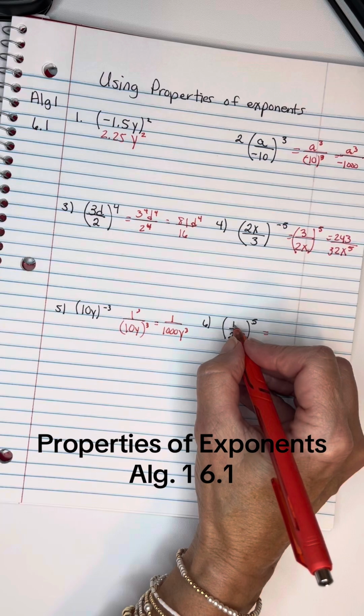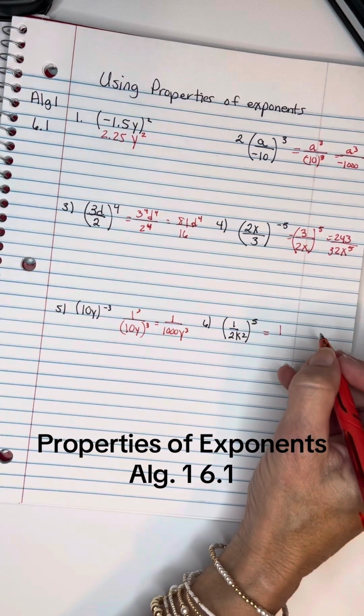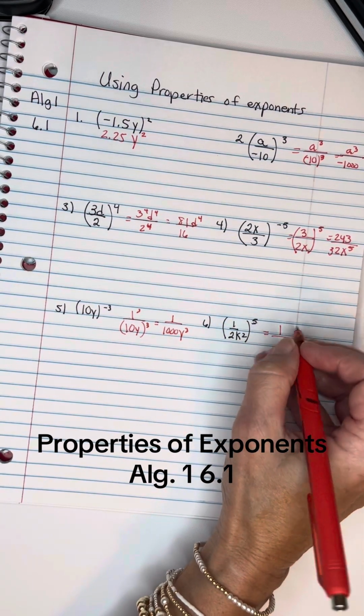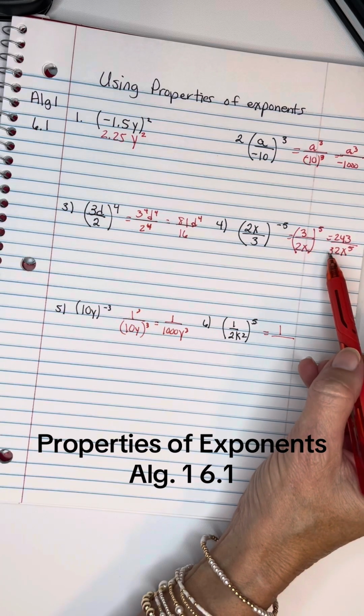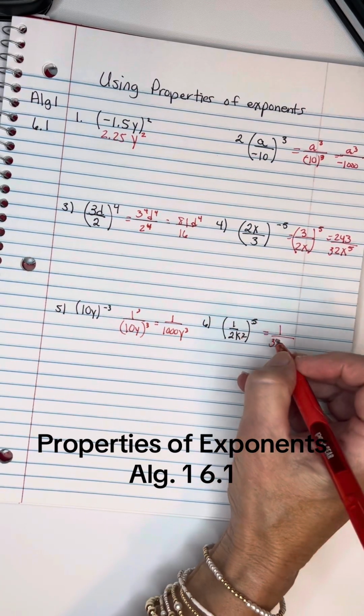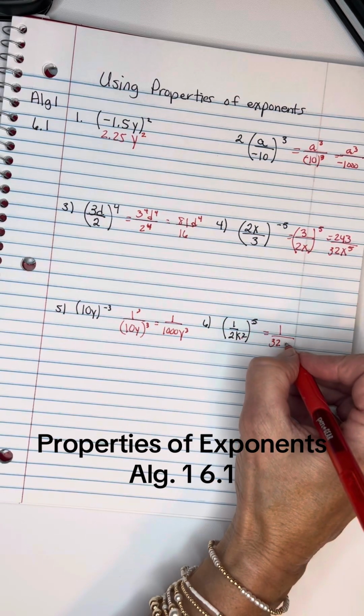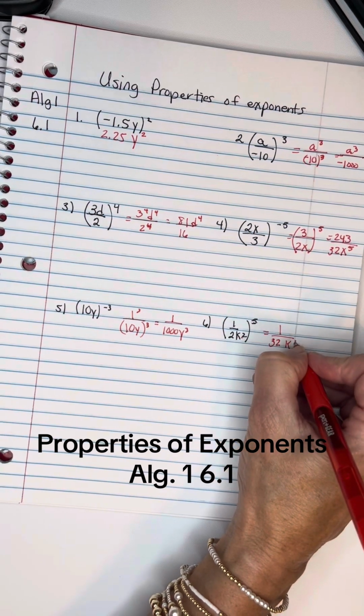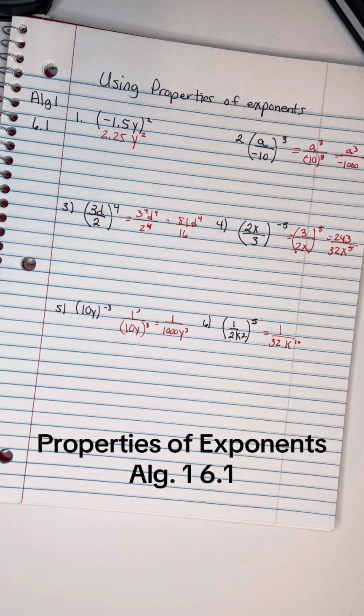And then on this one, the 1 is raised to the 5th. 1 to the 5th is 1. And then 2 to the 5th, we already did 2 to the 5th somewhere. What was that, 32? And then k squared raised to the 5th. You have a power raised to a power, you multiply them. So 2 times 5 is 10. Okay.